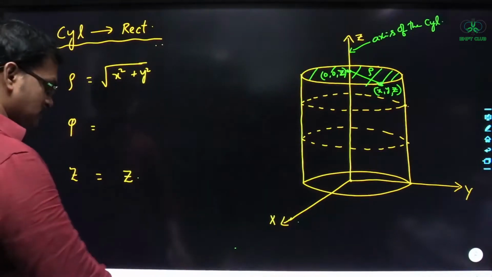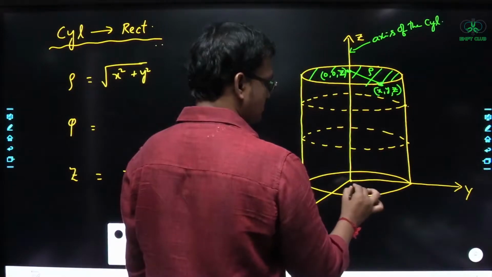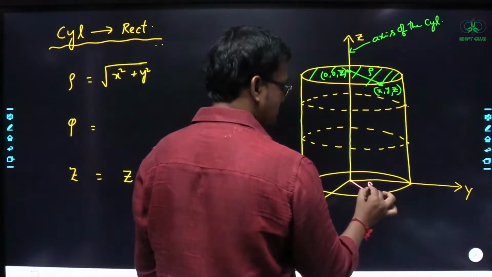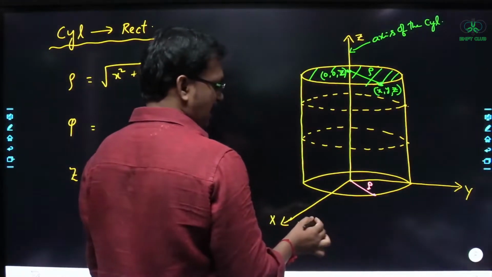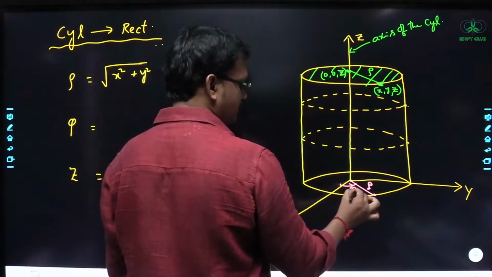Next, 5. So now see here. Here I am considering one point. The normal distance from the z axis to this point is nothing but rho. And the angle between the x axis and rho is nothing but phi.